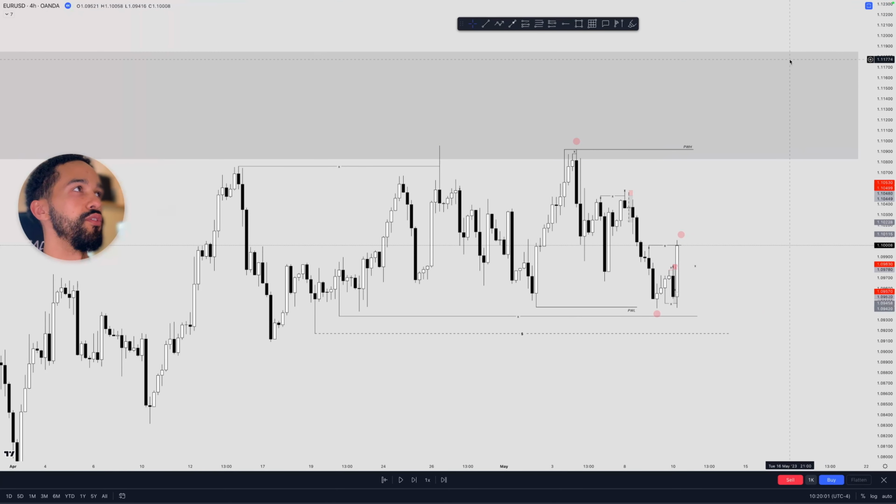So I'm going to start off here on the 4 hour. I'm going to walk you through a bit of the price action, and then we'll get into the entry on the lower time frames, right?